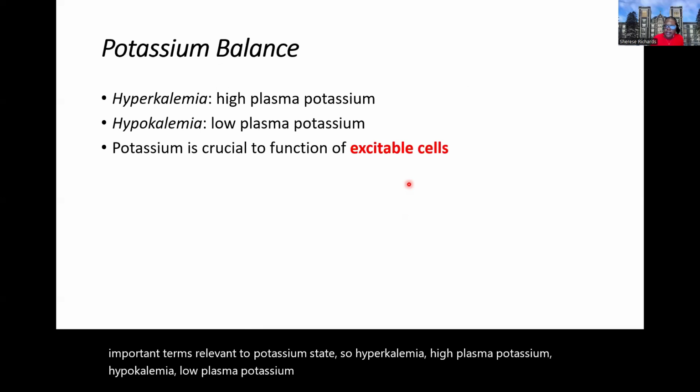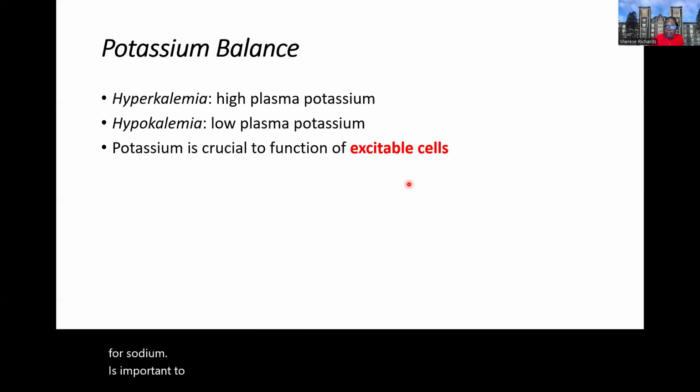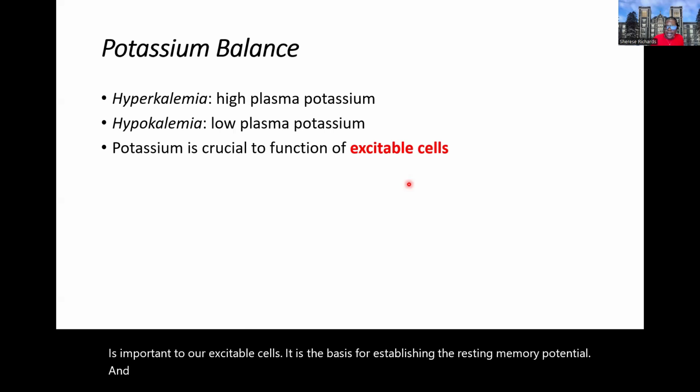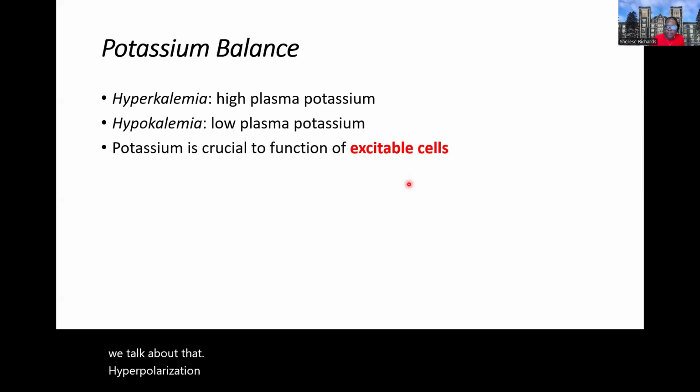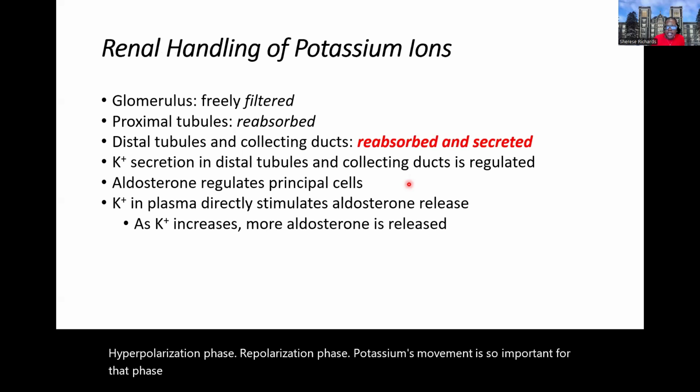And the role of potassium is similar to what we described for sodium, it is important to our excitable cells. It is the basis for establishing the resting membrane potential and thereby exciting the cell to bring about the action potential. And especially when we talk about that hyperpolarization phase, repolarization phase, potassium's movement is so important for that phase. Let's talk about how potassium is handled.